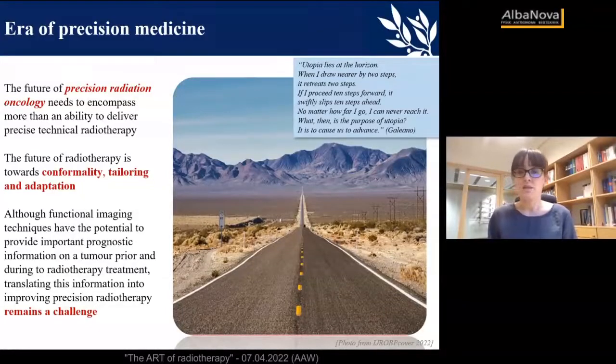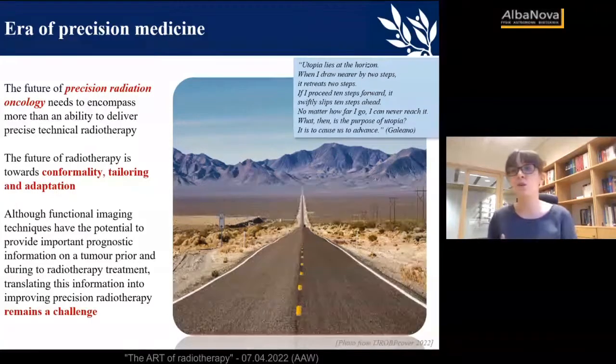Functional imaging has great potential and holds important prognostic information on the tumor, both prior to radiotherapy and during radiotherapy. However, a long way still needs to be gone, because translating this functional imaging information into clinical practice and adapting the treatment according to the functional information is clearly still a challenge. There are still limitations that one needs to overcome, and several challenging aspects that one needs to take into account. However, this clearly does not prevent us from going forward in that direction.